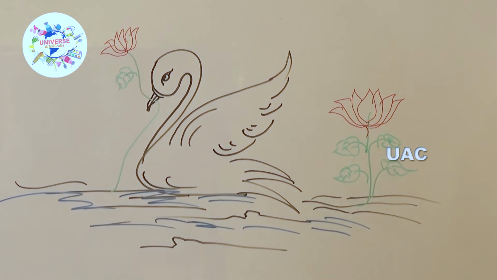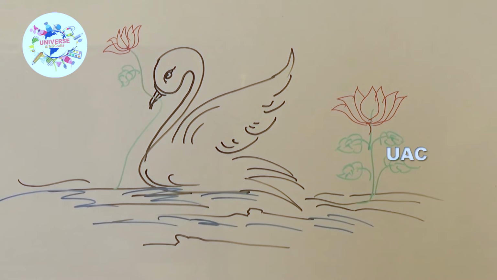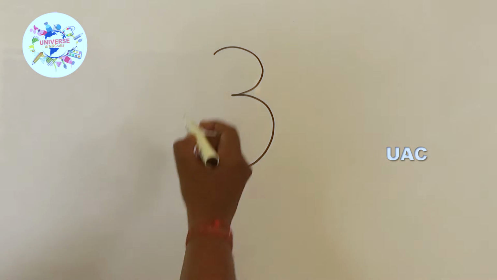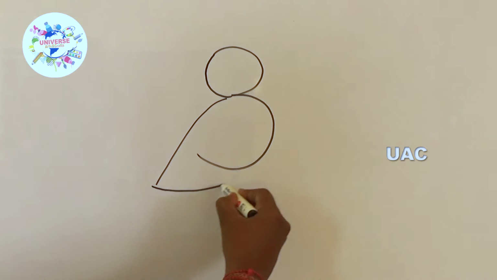Yes, it's a swan. You know, children, a swan is a kind of water bird. Number 3. Now let's have fun with number 3. Children, look at that. How simple it is.